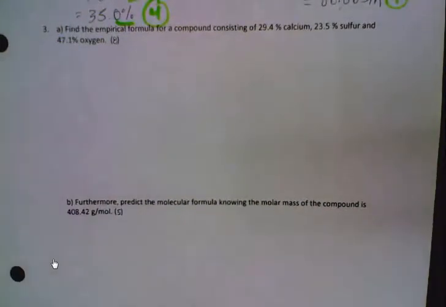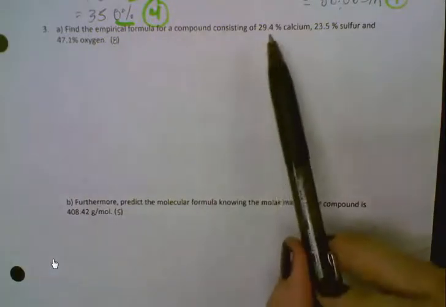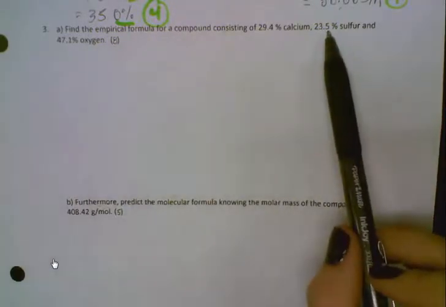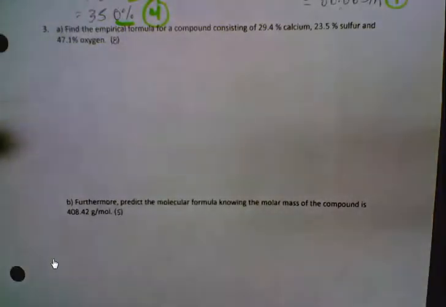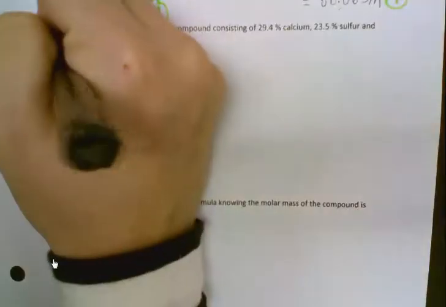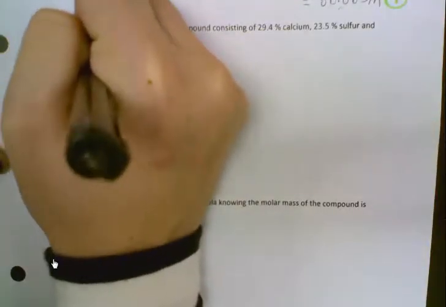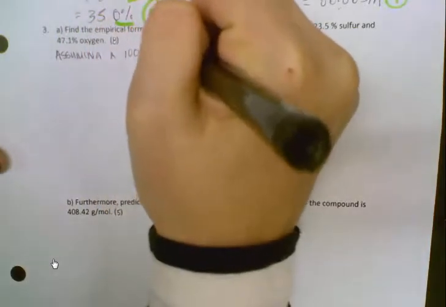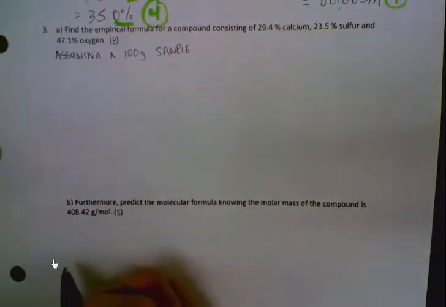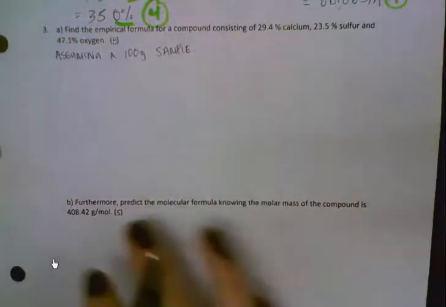Okay, the next question is an empirical formula question. It says, find the empirical formula for a compound consisting of 29.4% calcium, 23.5% sulfur, and 47.1% oxygen. So the first thing we always do in empirical formula questions is we say we're assuming a 100 gram sample. It doesn't really matter what mass you assume. 100 is easy because it's an easy conversion to grams.